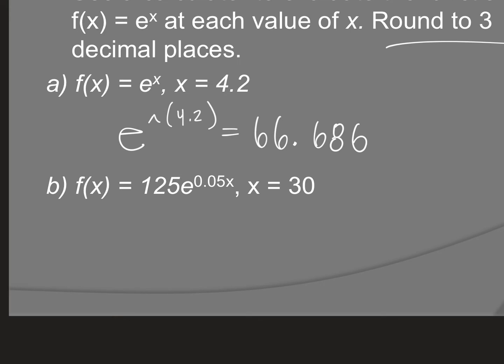The second one, if you're going to evaluate, you have 125e, and then it's to the 0.05 times 30. Now, some people's calculators, as soon as you hit second e, it just jumps up to the exponent, so you don't need parentheses. Some people's calculators don't just jump up and you have to use parentheses. So you need to know what your calculator does and doesn't do. You evaluate this. What'd you guys get?